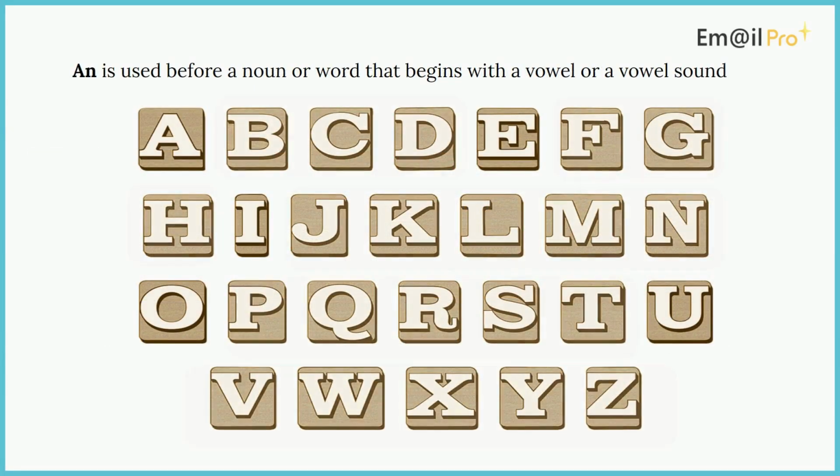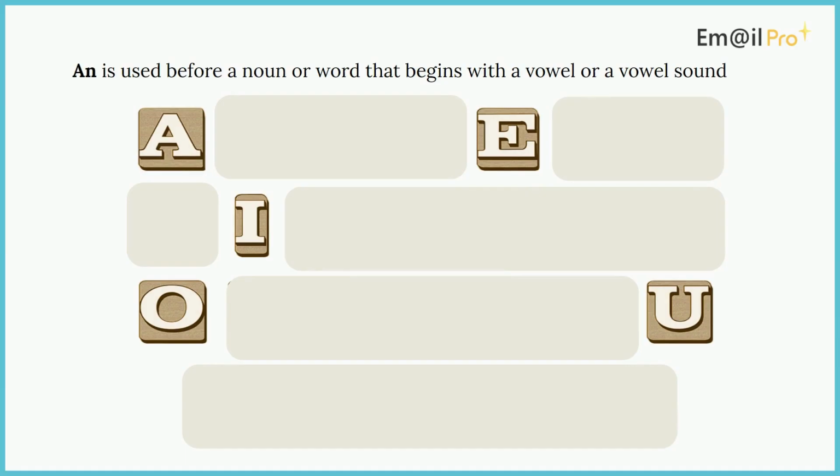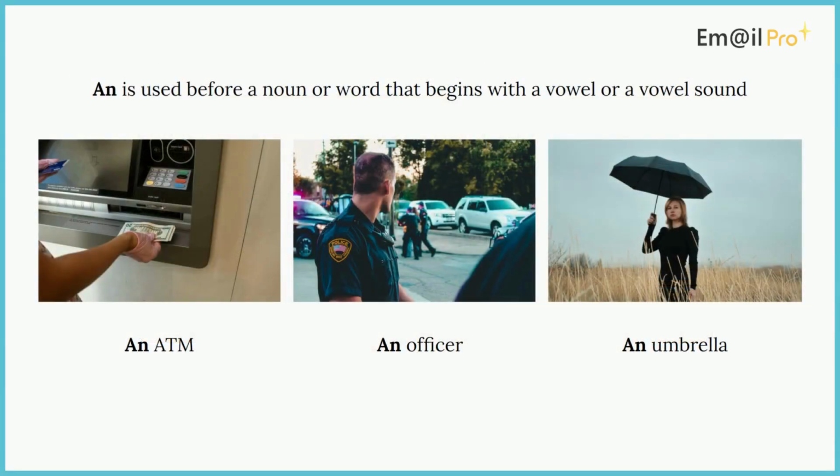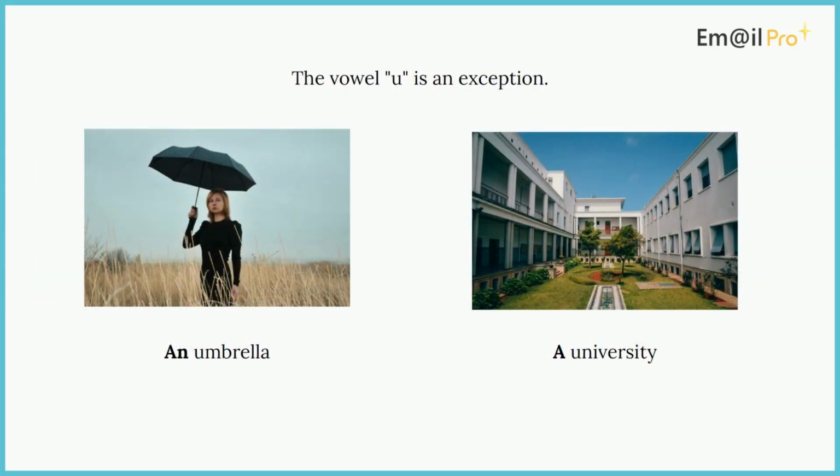An is used before a noun or word that begins with a vowel or vowel sound. For example, an ATM, an email, an idea, an officer, and an umbrella. The vowel U is an exception. For words such as umbrella, it makes an A sound, so we write an umbrella.